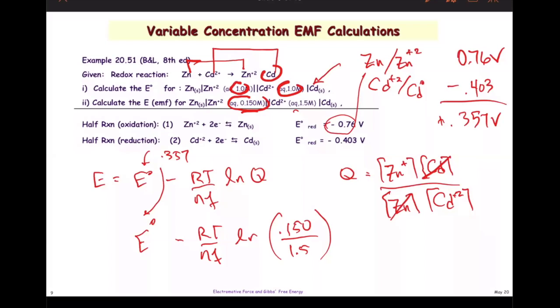And that's going to be negative 2.303. And then I'm going to multiply that by R, 8.314, and multiply that by 298. And divide that by Faraday's constant, 96,485. And divide that by 2, the number of electrons.